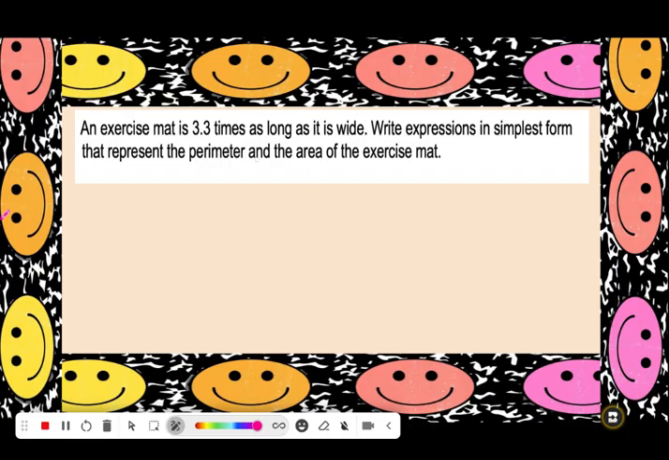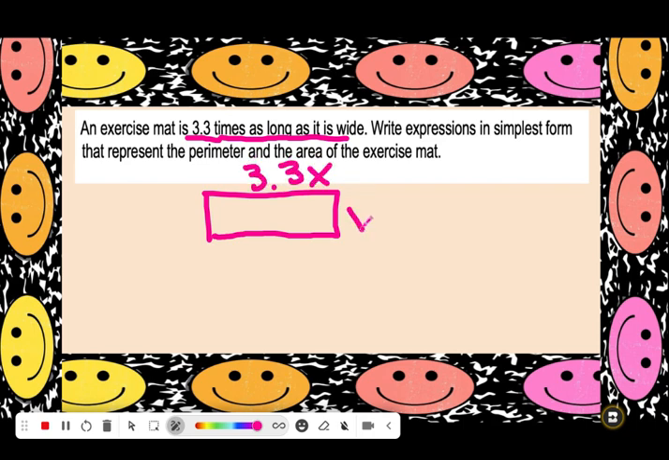Okay, let's try one more. An exercise mat is 3.3 times as long as it is wide. I need to draw a picture. There's my exercise mat. It's 3.3 times as long as it is wide. We don't know the width. Write the expressions in simplest form that represent the perimeter and the area. We have a lot going on here.